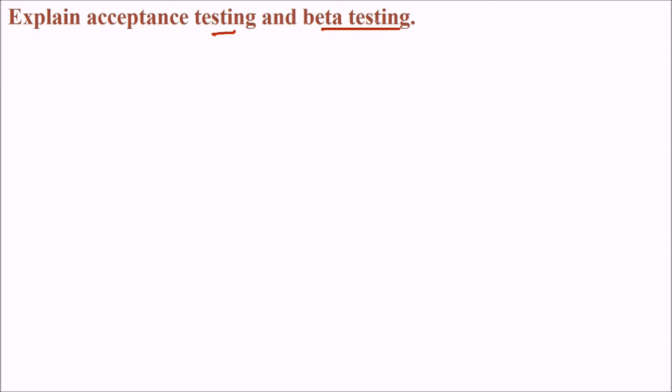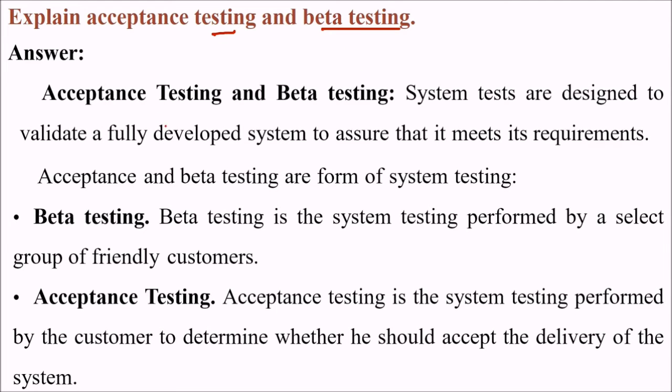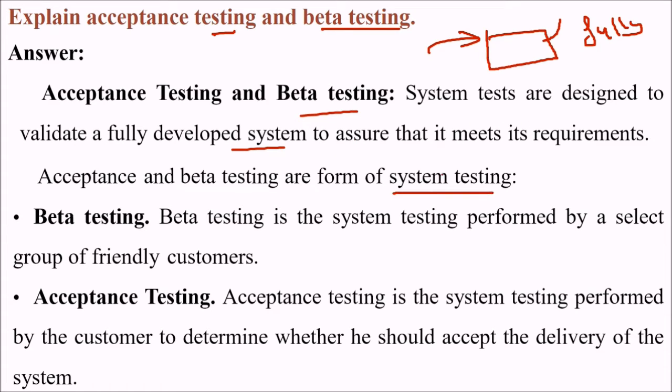Acceptance testing and beta testing. One more testing which is always taught along with acceptance testing and beta testing is alpha testing. When the system is built or complete, we perform system testing with the system as a whole. System tests are designed to validate a fully developed system to assure that it meets the requirements. Acceptance and beta testing are forms of system testing only.